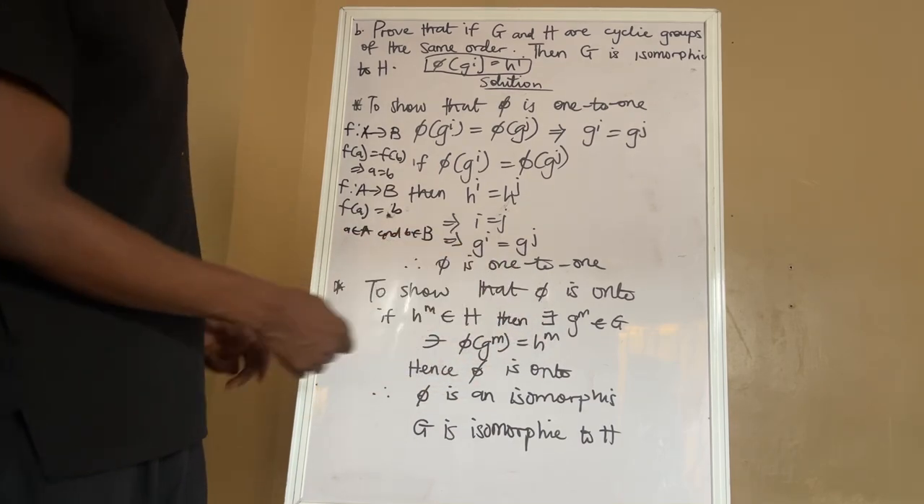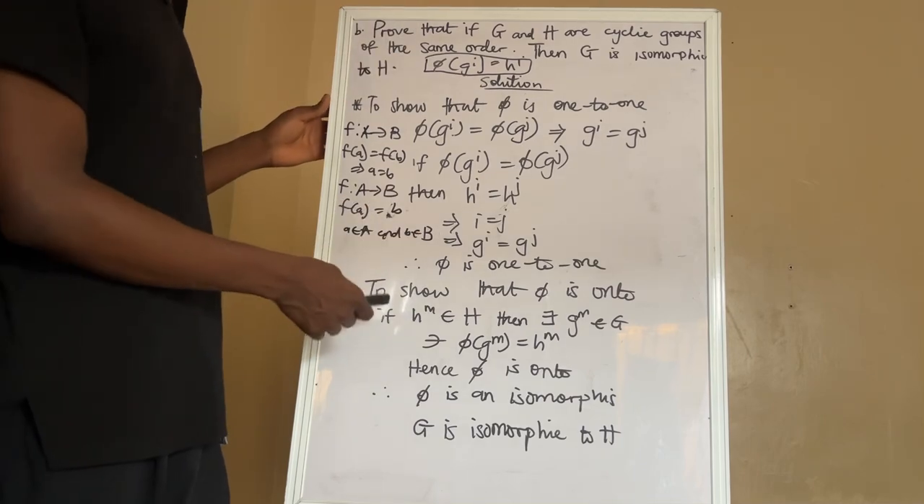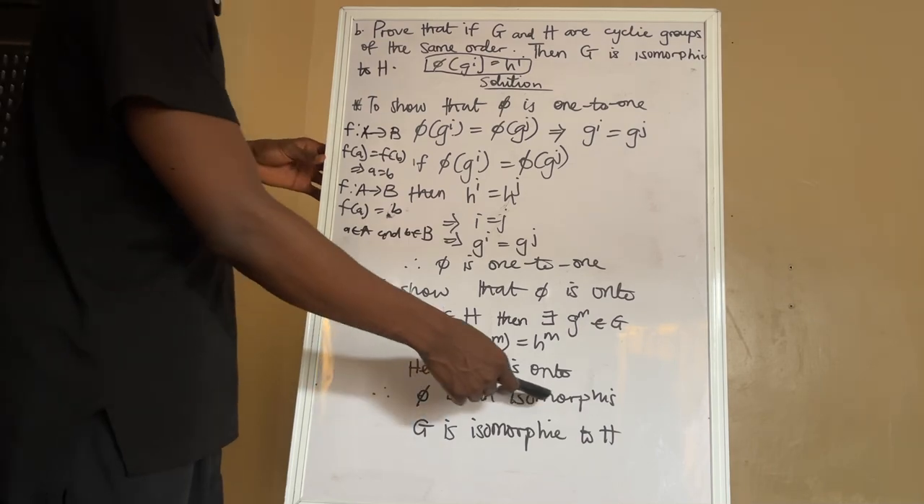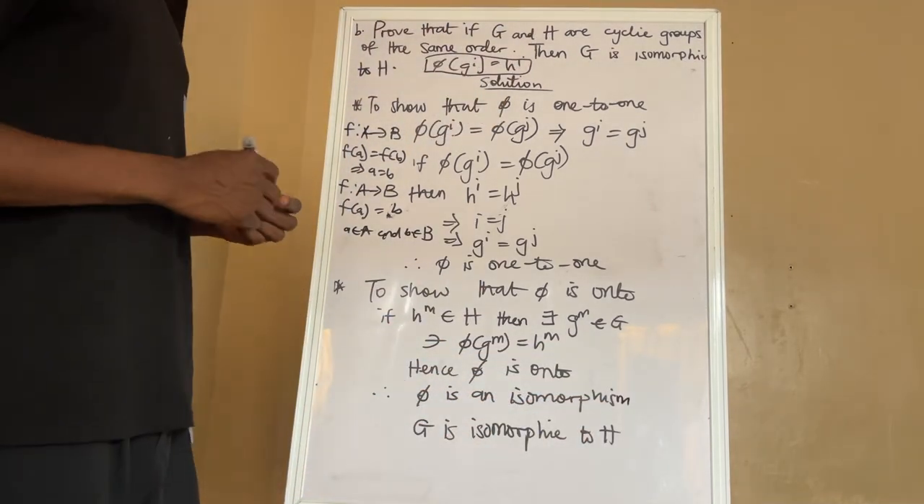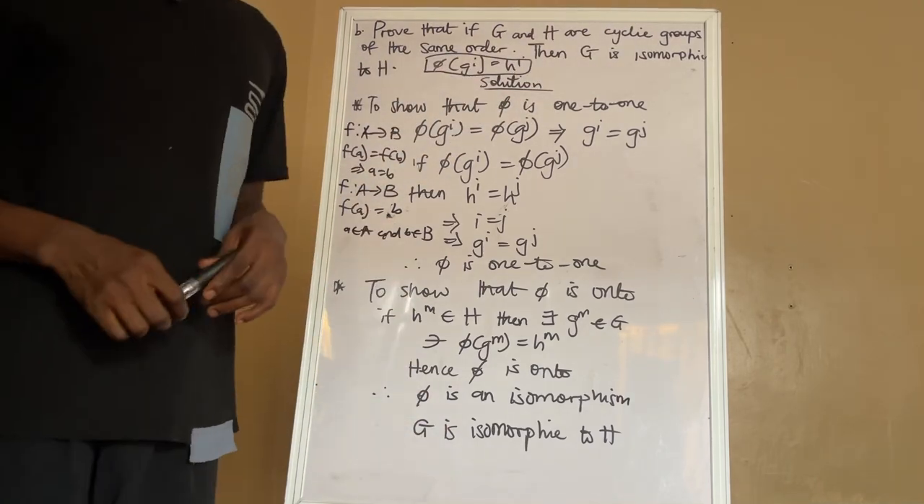Hence phi is onto. And since it is a homomorphism, it is 1-to-1 and it is onto, we have proven that phi is an isomorphism. Therefore, G is isomorphic to H, and that's the answer to the question.